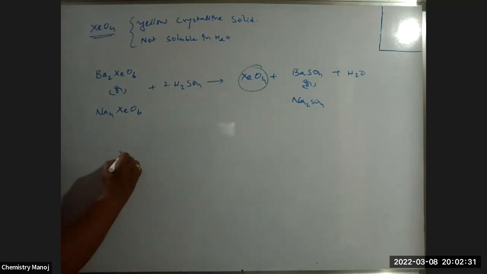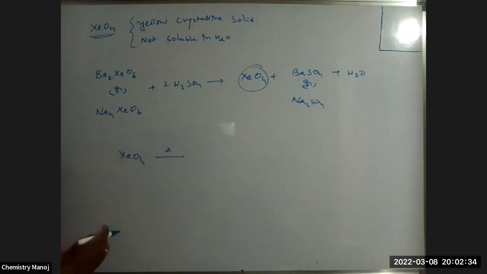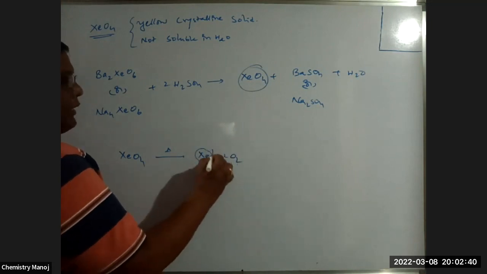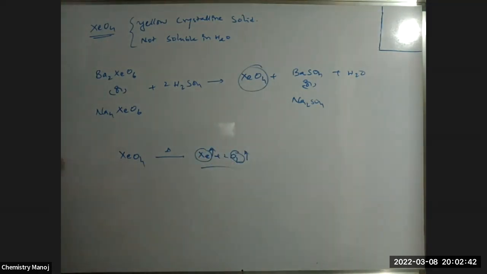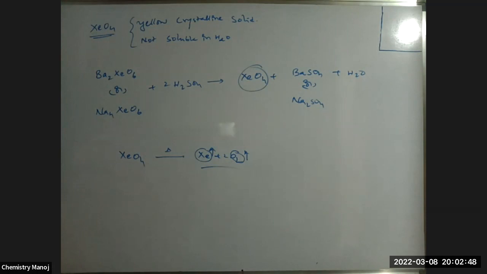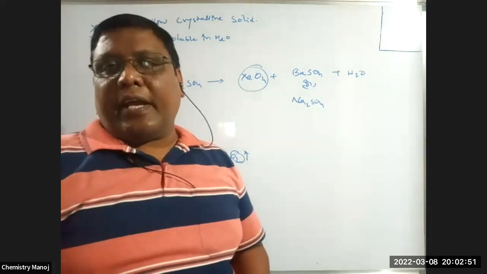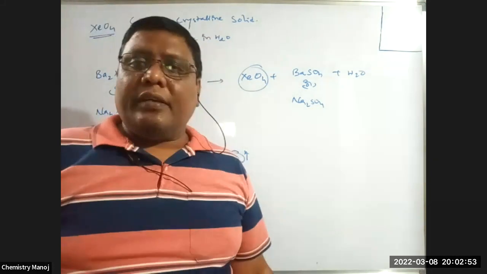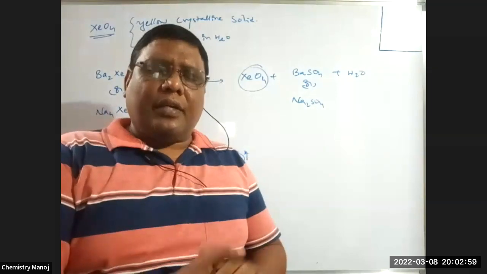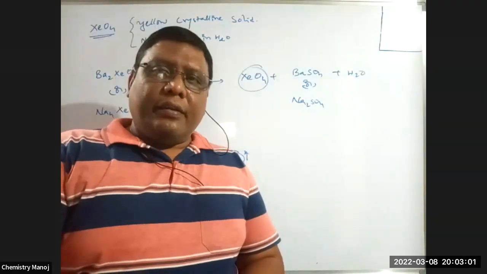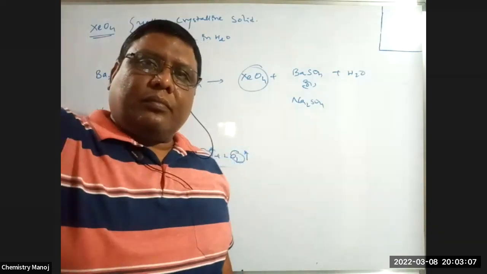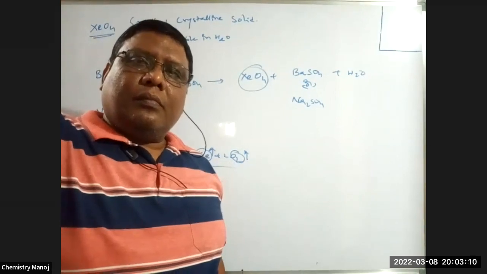Okay. The XeO4 formed decomposes on heating to Xe plus O2. Both are gases. These are some chemical properties and some of the most important reactions of xenon compounds. And in your textbook, some uses of xenon and noble gases are there. You can read them very well. That is the end of our noble gases. Okay, sir.